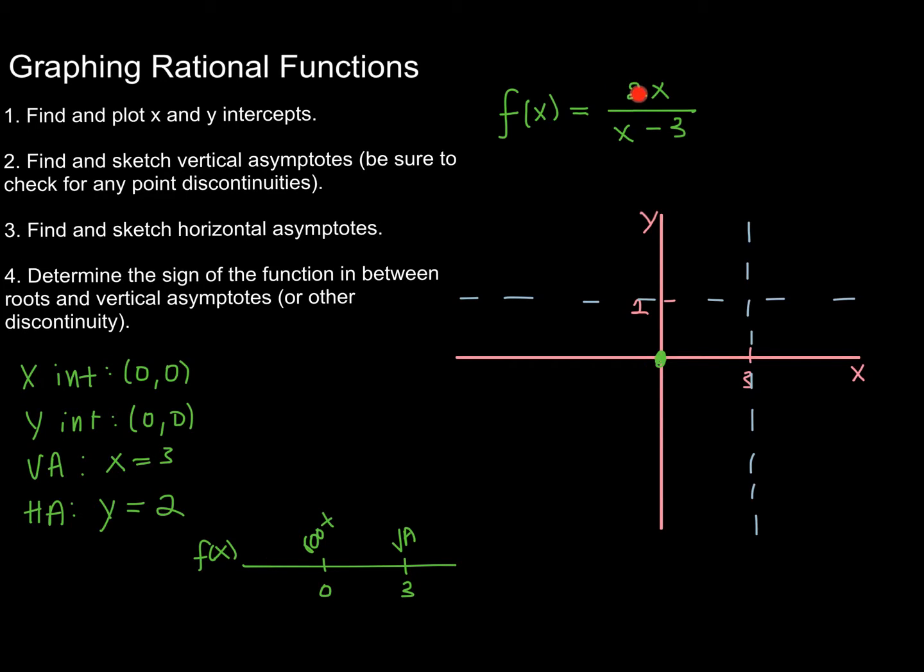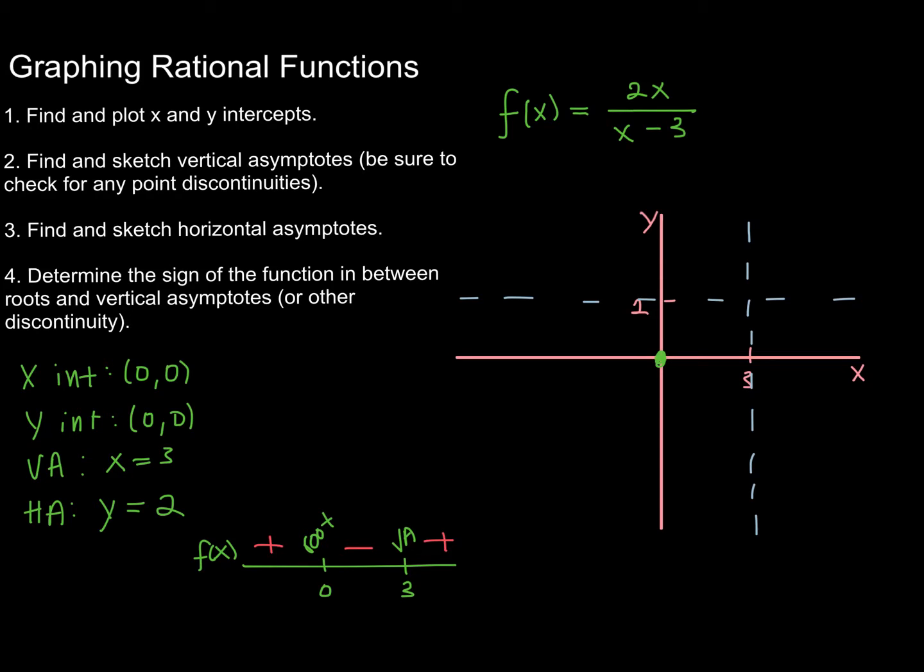And my numerator is going to be negative, my denominator is going to be negative, and so that will make my function positive. In between 0 and 3, I can pick a number like 1. My numerator will be positive, my denominator will be negative, therefore my function is negative. To the right of 3, pick a number like 4. My numerator will be positive, my denominator will be positive, therefore my function is positive.